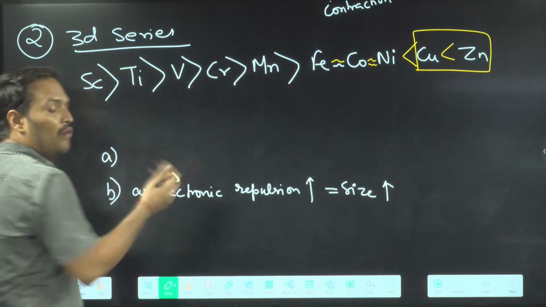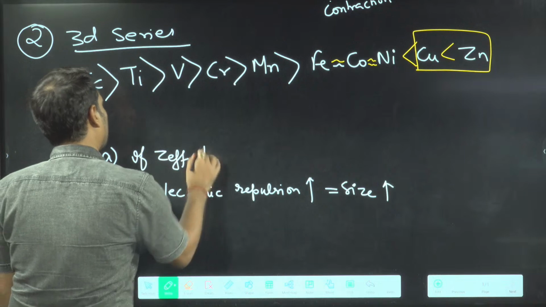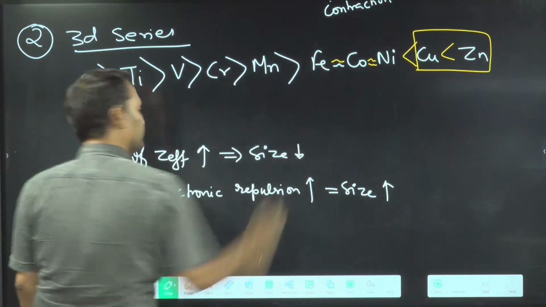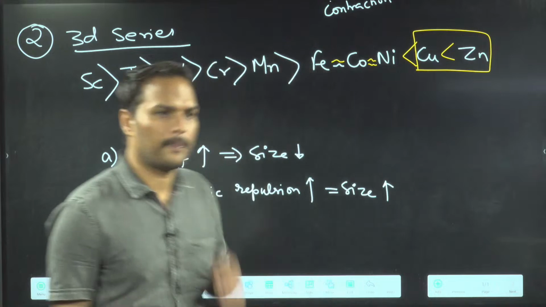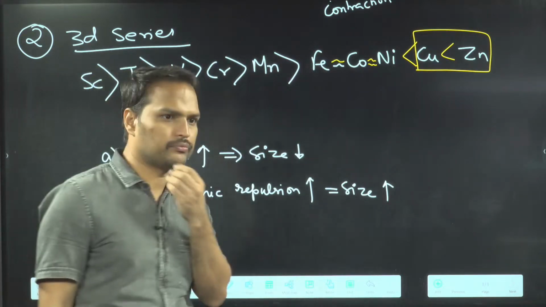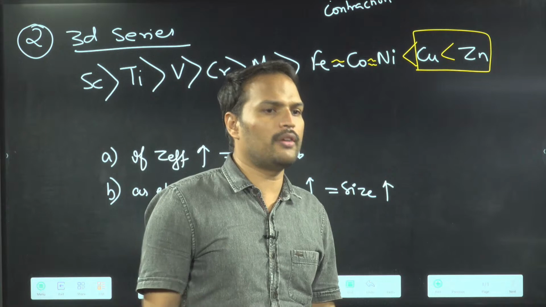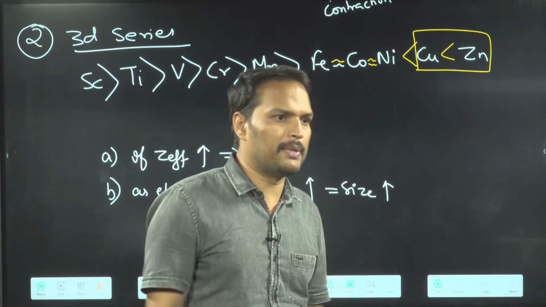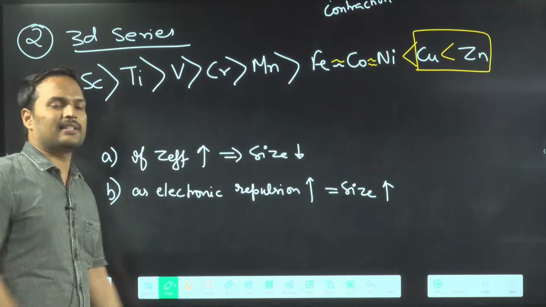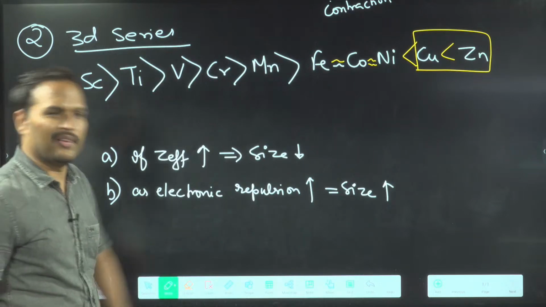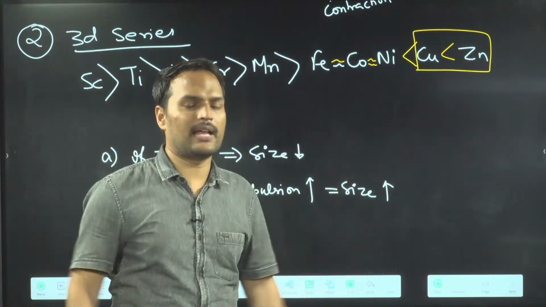Clear now? And how we will decrease the size? You will say that if Z effective is more, that means size will decrease. Are you getting these 2 points? So for decreasing the size, increase Z effective. And for increasing the size, repulsion. Now we will explain this. How we will explain? Where size is increasing, you say repulsion is dominant. Where size is decreasing, you say Z effective is dominant. If nothing is happening, you say both are same, cancelling each other.